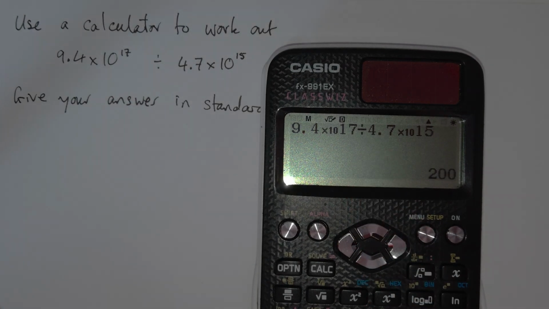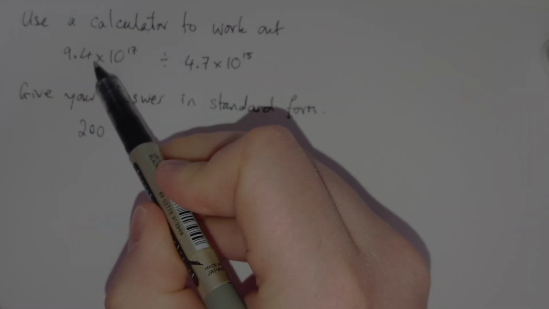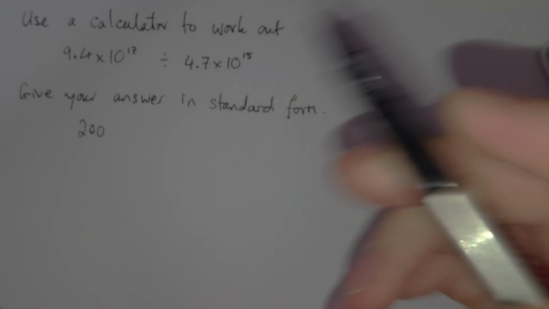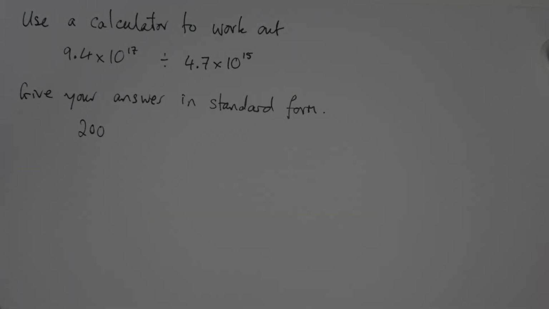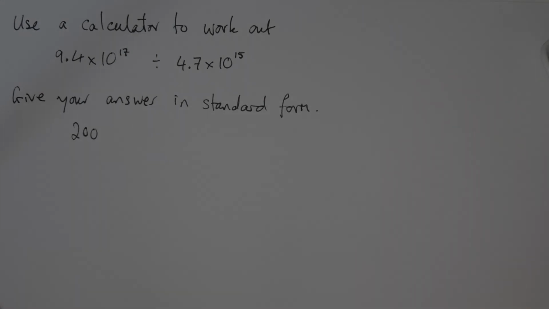Okay, equals 200. It's just the number 200. This number in standard form divided by this number in standard form is 200. And it would be a really, really common mistake to just leave it like that. I mean, that is the right answer. That's the right number, isn't it, when you divide those two. Can you see why it might lose a mark?